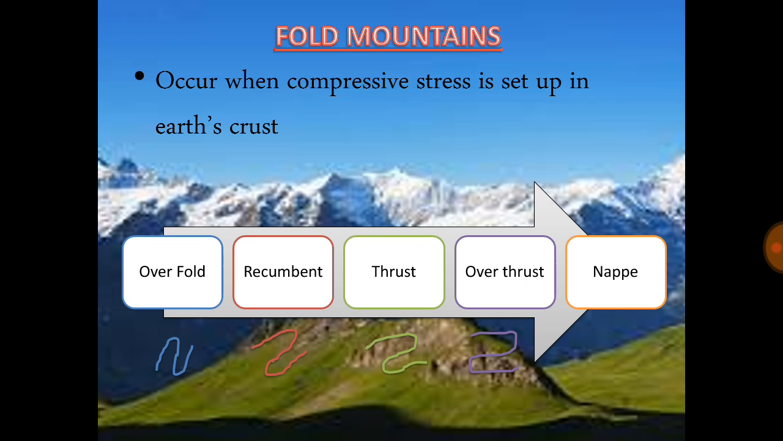Means when the earth's crust gets compressed, then the crust will behave in an overfold manner or in a recumbent manner, thrust, overthrust and nappe. So we can see under the overfold I have made one diagram. Overfold means the upper crust is just above the lower crust, and recumbent means it's slightly ahead, slightly overcoming the lower crust, and subsequently in the rest of the stages. Nappe means the upper crust is almost floated over the lower crust.